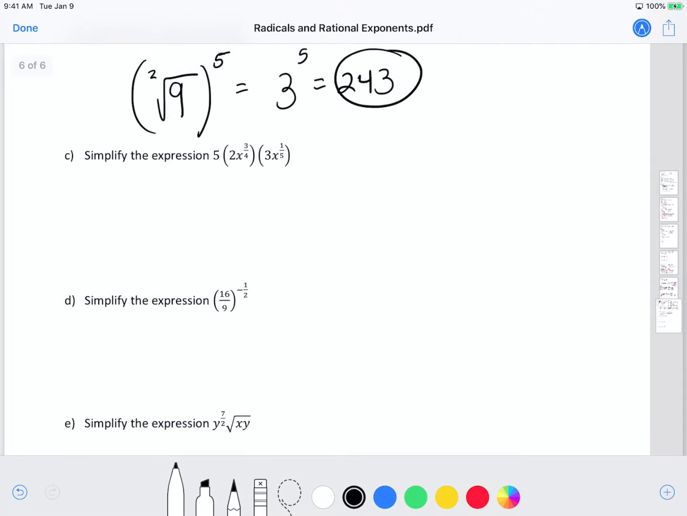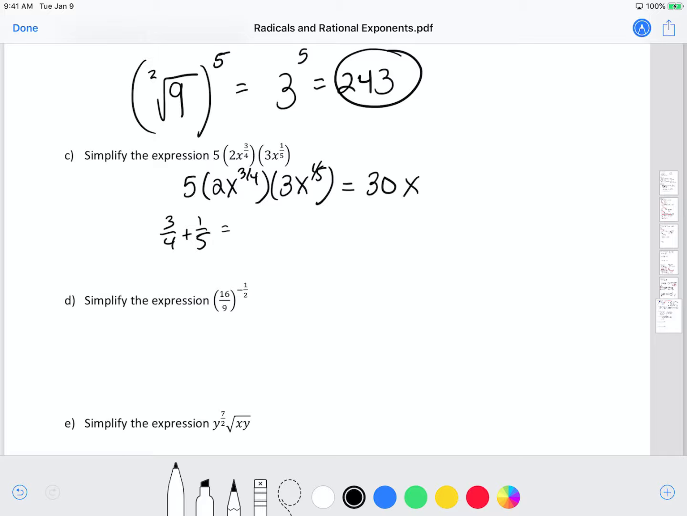Okay, now let's apply rational exponents using our exponent rules. They still follow the same rules. So if I want to multiply 5 times 2x to the 3/4 times 3x to the 1/5, I multiply my numbers together. I have 5 times 2 times 3. That gives me 30. And then when I multiply my x's together, since they're the same base, I have to add my exponents using the product rule. So I have to take 3/4 and add 1/5.